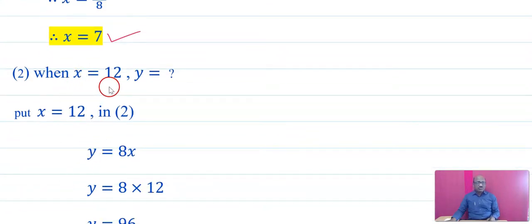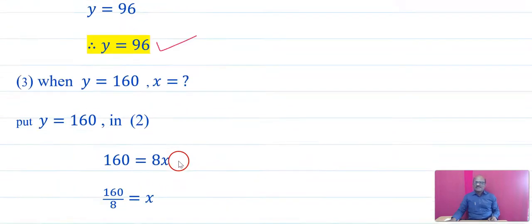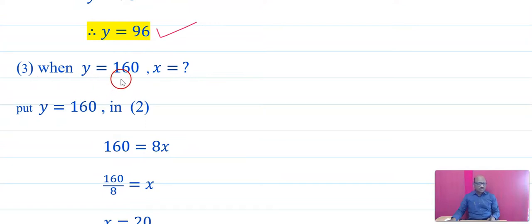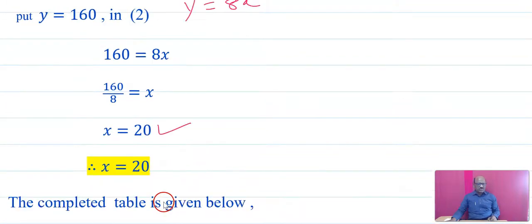What about the next? When x is equal to 12, then find the value of y. Again the equation is y is equal to 8x. Substitute the value of x, that is 8 into 12, then you will get y is equal to 96. Now the next, when y is equal to 160, find the value of x. Put it again in the above equation, y is equal to 8x. If we substitute y is equal to 160, 160 is equal to 8x, therefore x is equal to 160 upon 8, and hence x is equal to 20.